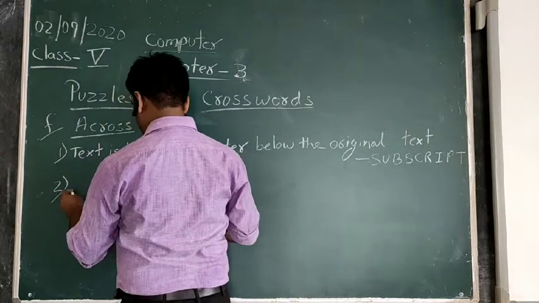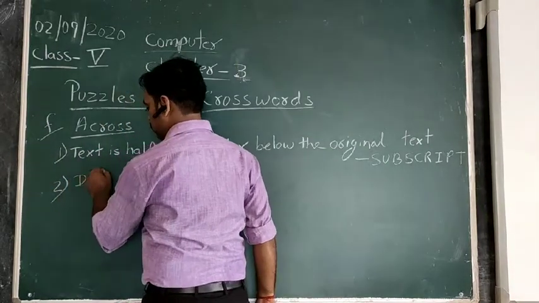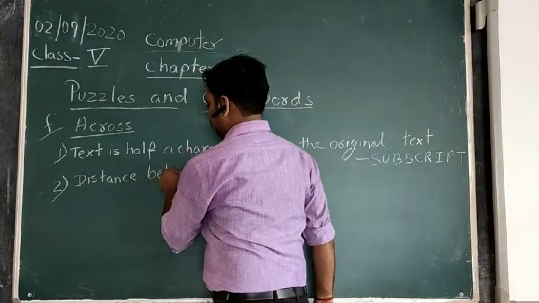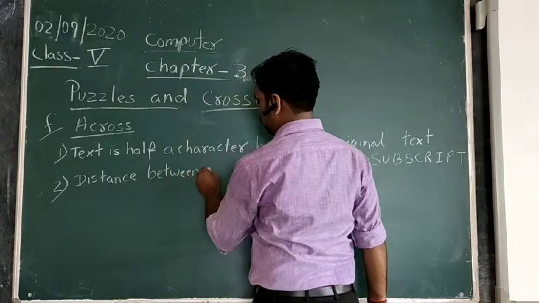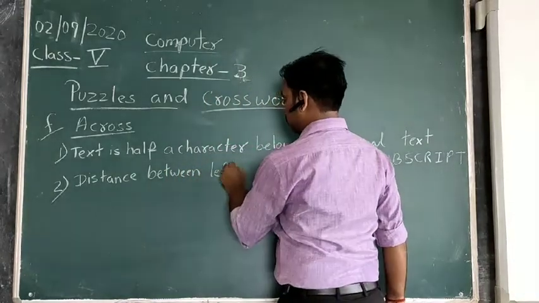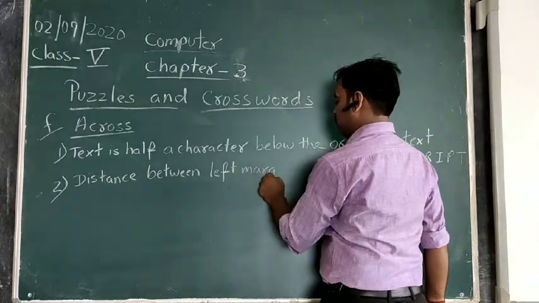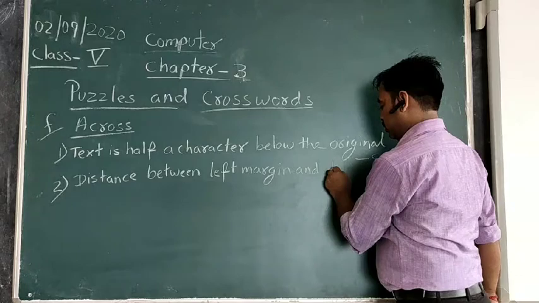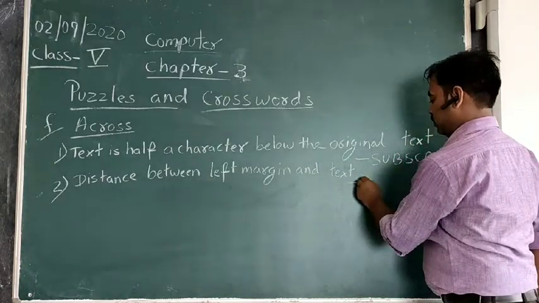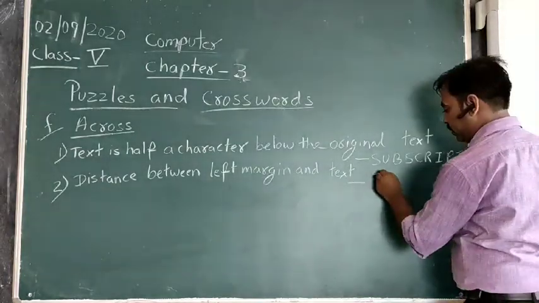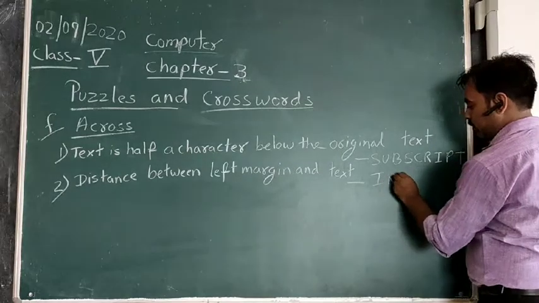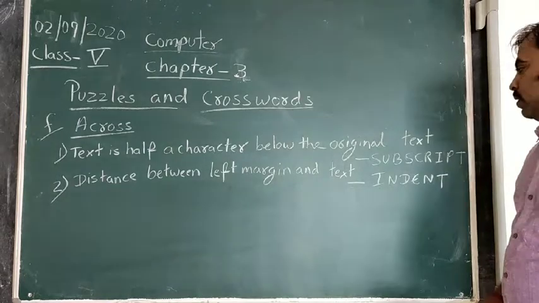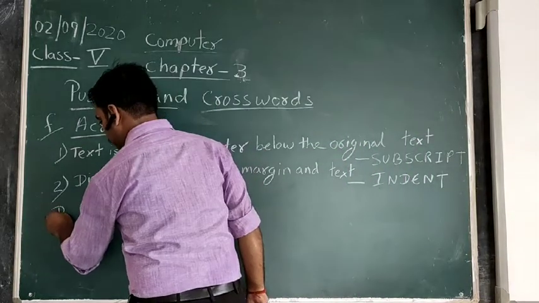Now the second one. Distance between left margin and text. The answer is indent. Okay. Downward.